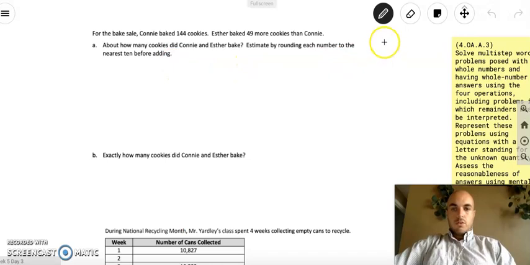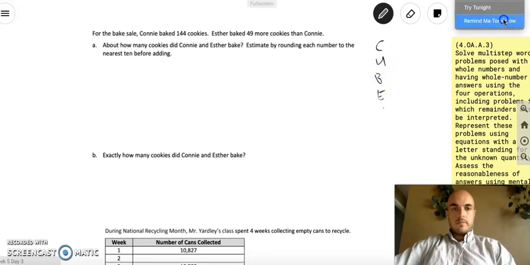Okay, so we're going to do our cubes here on the side. Sorry about that, just getting an update on my computer. Perfect, okay.